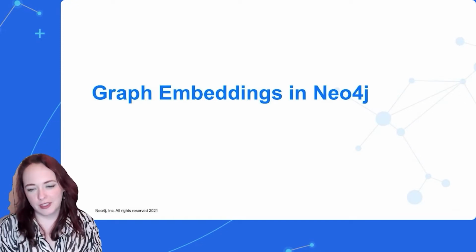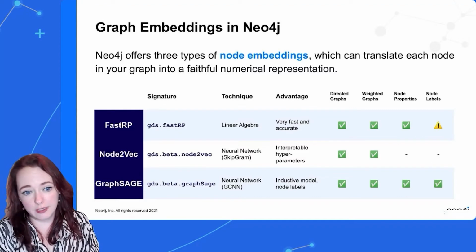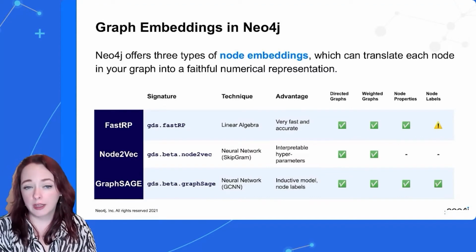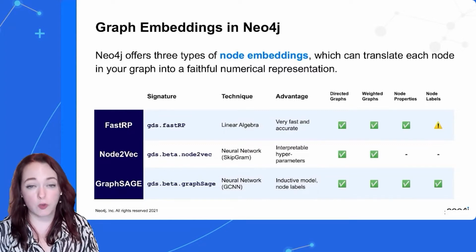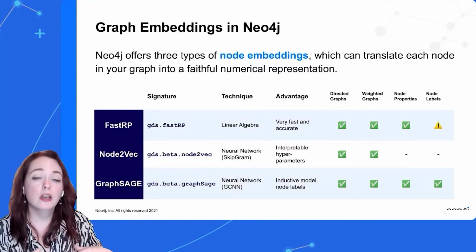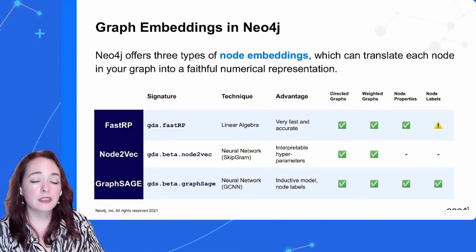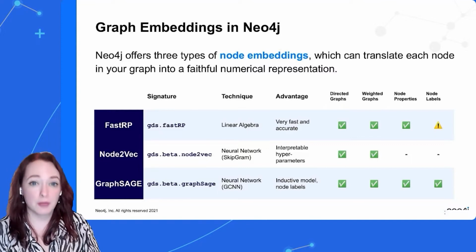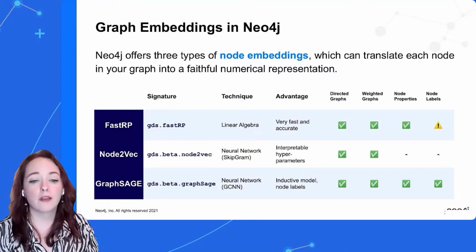So now you're all experts on graph embeddings. How do you do those in Neo4j? We offer 3 techniques: FastRP, Node2vec, and GraphSAGE. All of them are node embeddings, so all of them create numerical representations of the nodes in your graph that you can use for a downstream task. The difference between them is basically how they generate the embeddings and the types of graph that they can use.